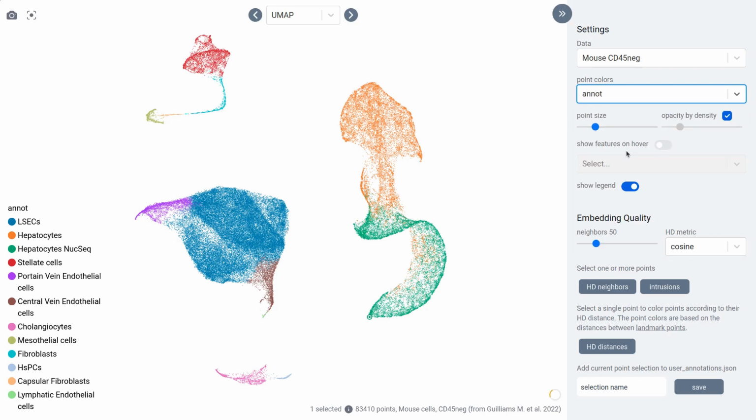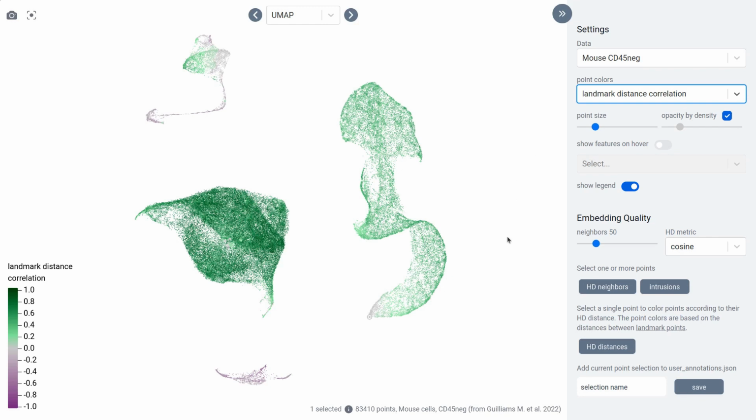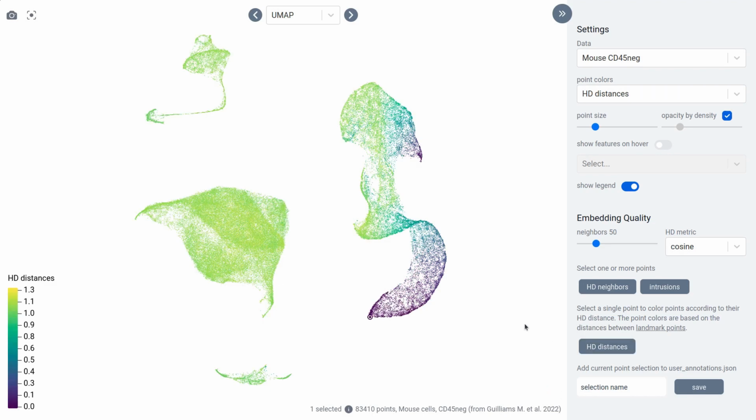Let's start by looking at the landmark distance correlation, which tells us if the global arrangement of a point is preserved in this embedding. We observe that this part down here, for example, has a low score. To understand why its position in the embedding might be misleading, we can select a point and visualize the approximate high-dimensional distances to all other points. We discover that these two parts are actually very close to each other.